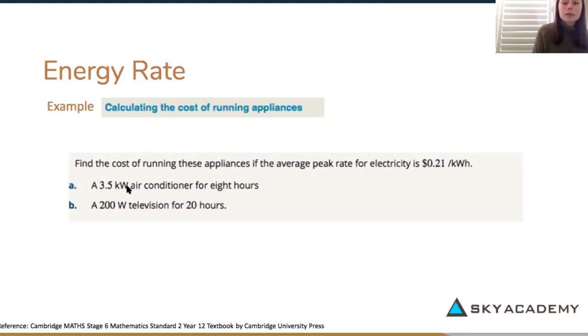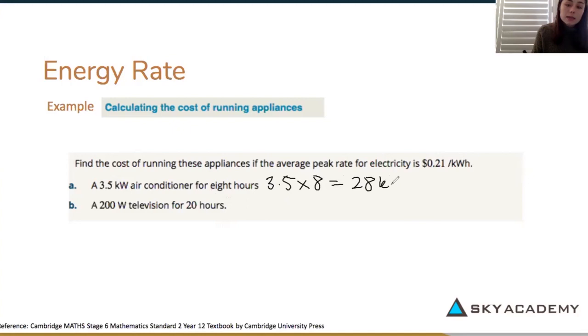So I need to firstly transform this 3.5 kilowatt air conditioner to kilowatt hours. And it helps me do that because it says 8 hours here. So that's a little bit of a hint that you actually need to do 3.5 times 8 to get kilowatt hours. When you put that in your calculator, you should get 28 kilowatt hours.